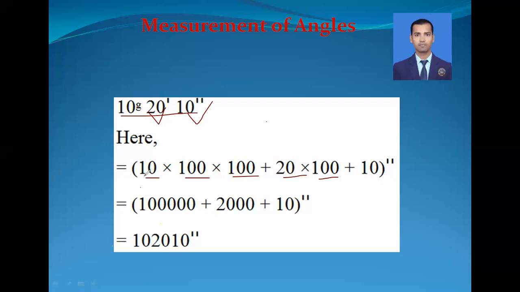Then after multiplying 10 into 100 into 100, we get 1 followed by 5 zeros, that means 1 lakh. Then plus 2 into 100, that is 2 followed by 3 zeros, that is 2000, and plus 10. After adding all these, we get 1,02,010, which is the answer. In this way, you can solve the questions.